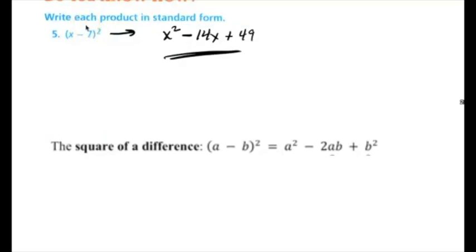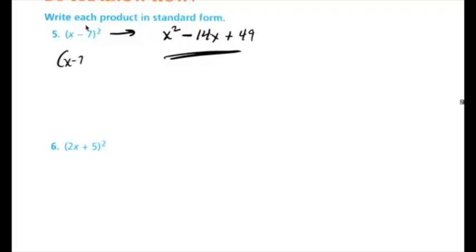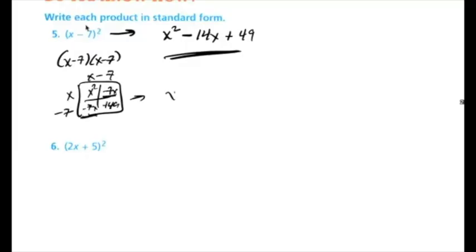But also you just go, wait, I know how to do this. That's x minus 7 times x minus 7. So if you do the area model or distribute, doesn't matter to me, you get this. Add up like terms, and you get the exact same answer. It does not matter to me which way you do it. When you square something, multiply by itself, you get this, which gets you that. So either way it works.